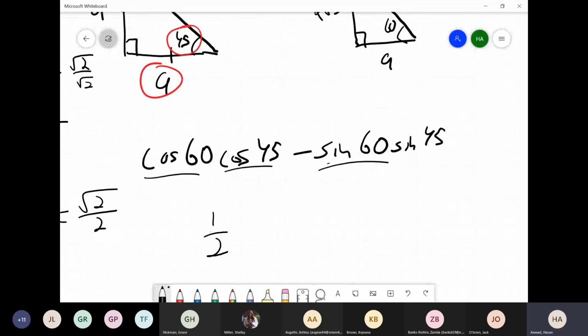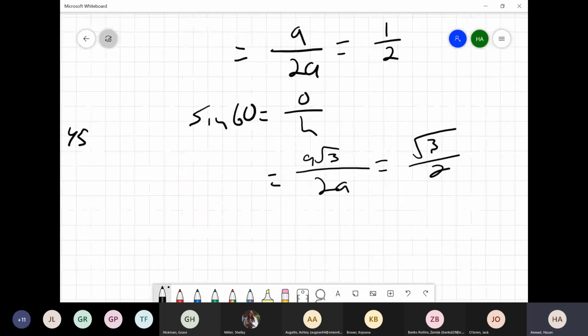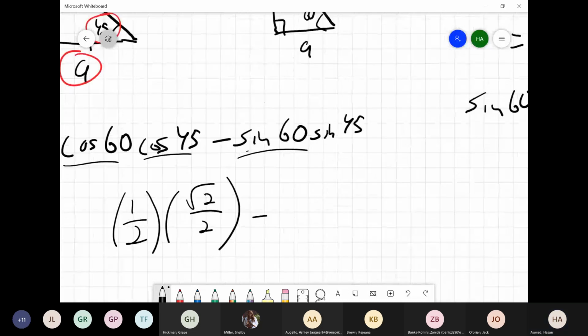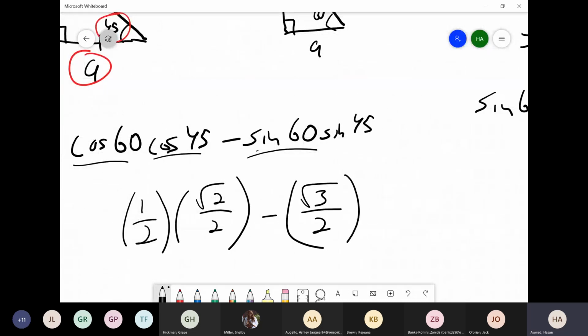So we have 1/2 times cosine of 45, which we figured out to be square root of 2 over 2, minus sine of 60, which was square root of 3 over 2, times sine of 45, which again is square root of 2 over 2. Okay, so at this point, we already have a common denominator, right? Everything is in terms of 2 on the bottom, so that's going to help us out with the subtraction. So let's just do the multiplication to simplify stuff, and then we'll get to the subtraction.